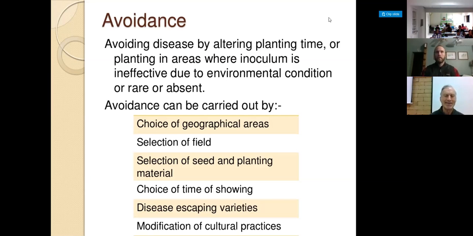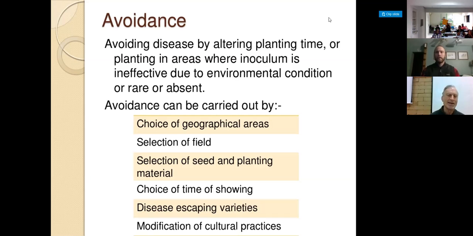This is all avoidance. You can select seed and planting material that is free of disease. Some diseases are seed-borne. If you're propagating a plant by grafting or whatever, you can make sure that the material that you're grafting is free of disease.